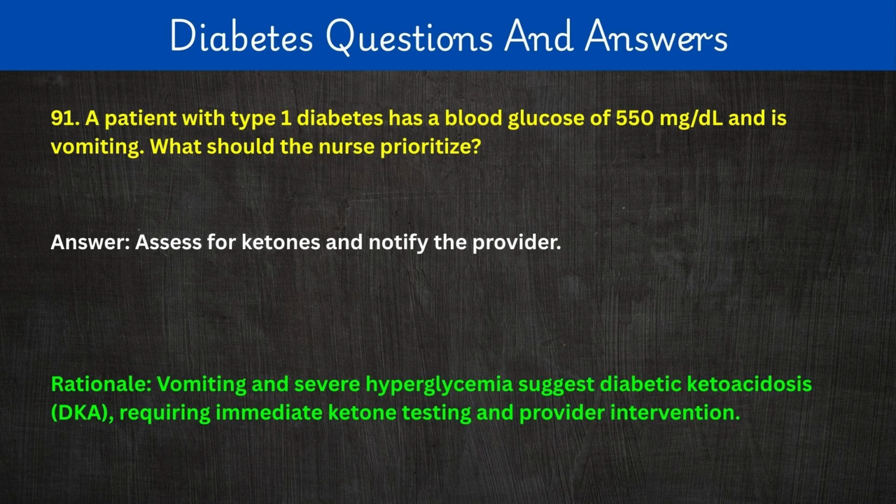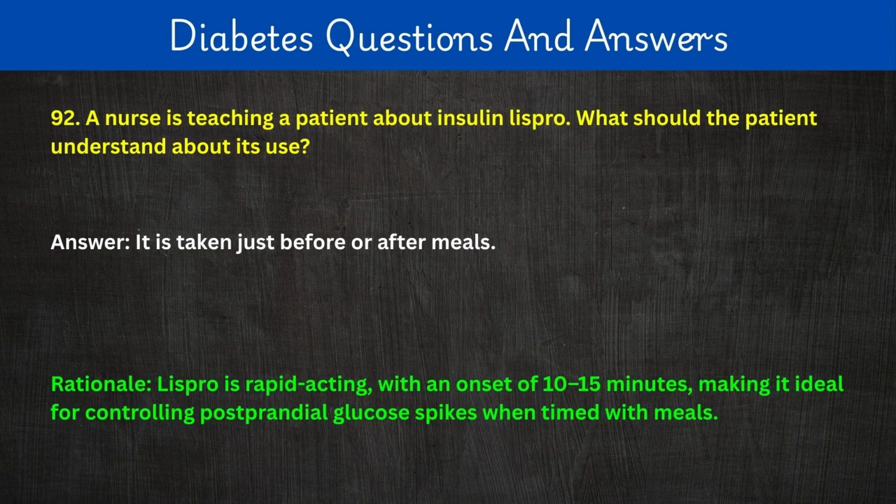Rationale: vomiting and severe hyperglycemia suggest diabetic ketoacidosis, DKA, requiring immediate ketone testing and provider intervention. 92. A nurse is teaching a patient about insulin lispro. What should the patient understand about its use? Answer: it is taken just before or after meals.